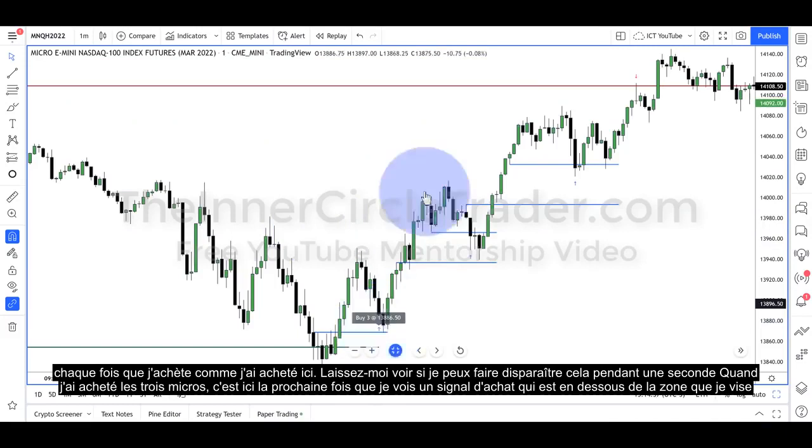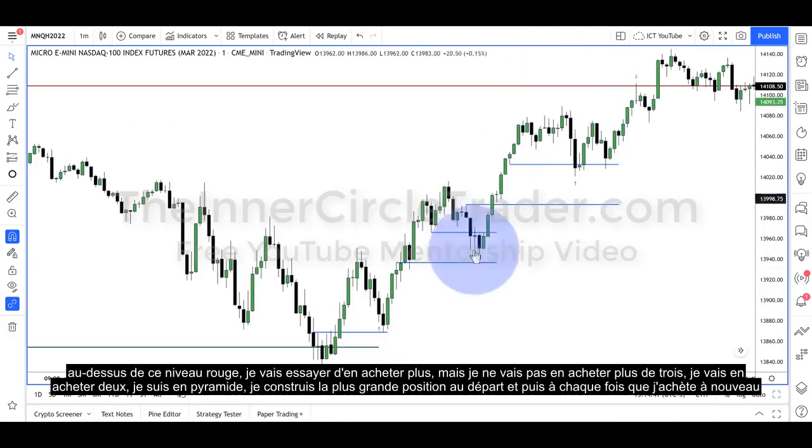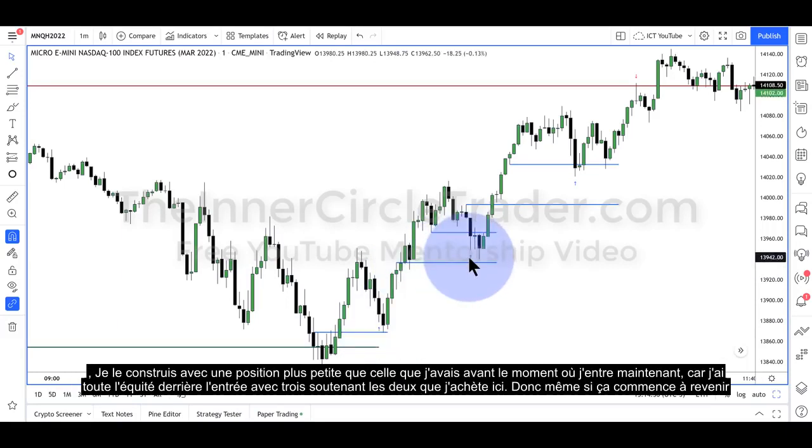the next time I see a buy signal that's below the area I'm aiming for, above that red level, I'm going to try to buy more. But I'm not going to buy more than 3. I'm going to buy now 2. I'm pyramiding. I'm building the biggest position initially, and then every time I buy in, I'm building it with a smaller position than I had prior to the one I'm entering now, because I have all the equity behind that entry with 3 supporting the 2 I'm buying here.